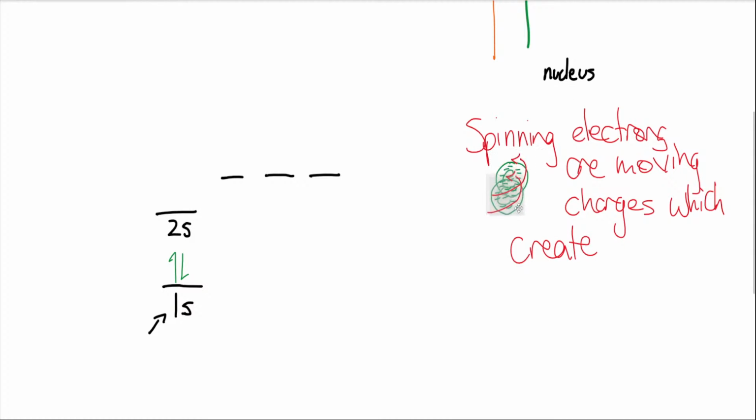Yeah, for sure. This is physics. Like this section is physics of chemistry. You can't escape it. But it means that you can handle the physics in chemistry a lot easier because you've done the hard stuff, right? Okay, so spinning electrons are moving charges which create a magnetic field.